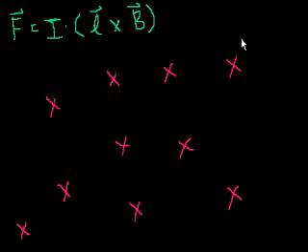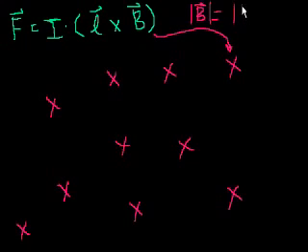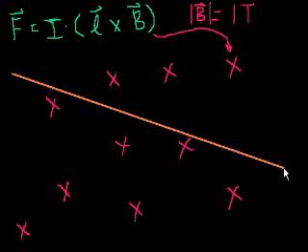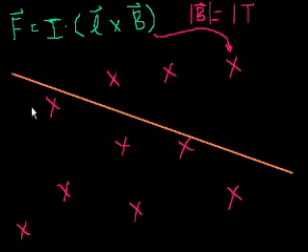So this is our magnetic field. That is B. I don't know, let's assign some value. Let's say that the magnitude of B is equal to 1 Tesla. And let's say I have a wire going through that magnetic field. The wire is in the plane of your computer monitor. So let me just draw a wire going through the magnetic field.